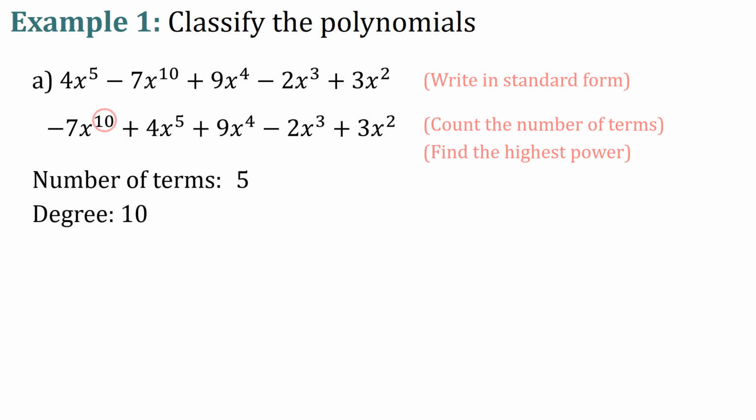So my degree is 10. Because it's 5 terms, we refer to it as a polynomial. And 10 is just really high, so we don't have a special word for that. So we're going to refer to it as a 10th degree polynomial. Let's look at another one.